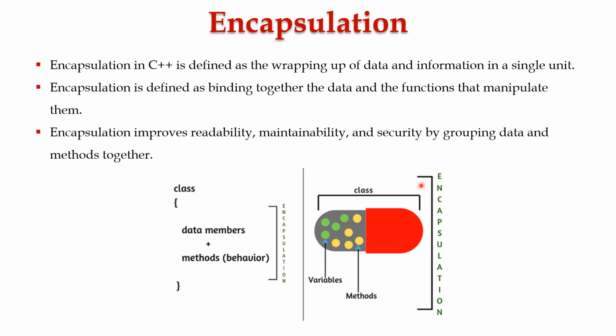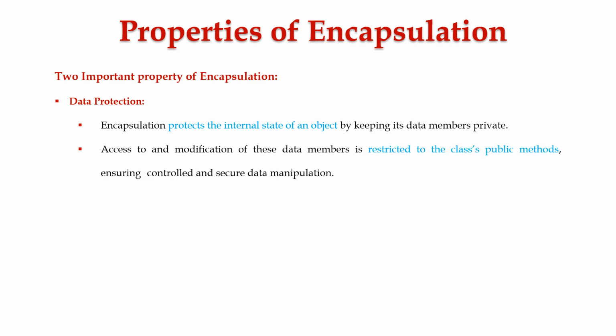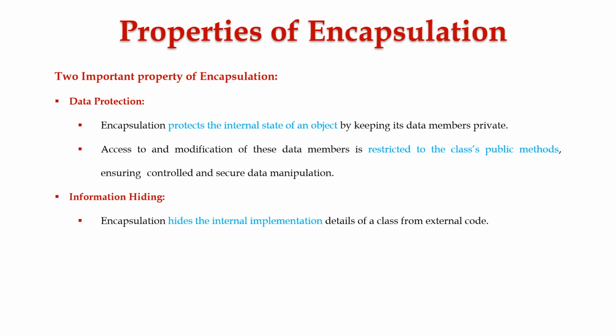Encapsulation mainly improves readability, maintainability, and security by grouping data and methods together. Properties of encapsulation. We have two important properties. The first one is data protection. Encapsulation protects the internal state of an object by keeping its data members private. Access to and modifying of these private variables is restricted only to the class public methods, ensuring controlled and secure data manipulation. The next one is information hiding.